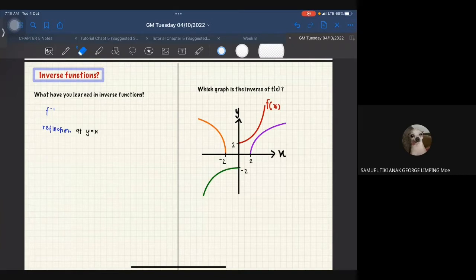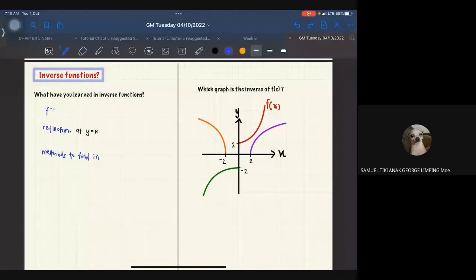Okay, so let me write it here. Methods to find. The first one is kita akan use formula. So formula ataupun kita panggil dia sebagai property lah.